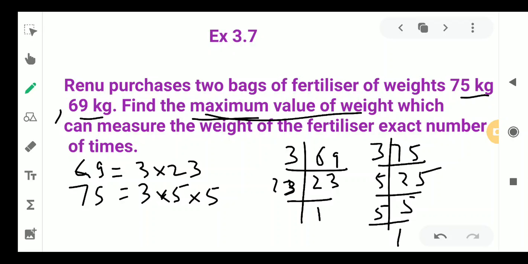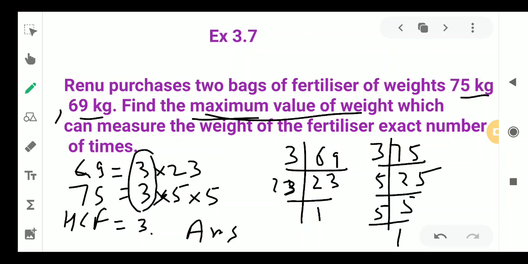Now for finding the HCF, we know we have to take the common factor. So we are underlining the common factor. So HCF is 3. So the answer will be 3 kg. So this will be our answer, 3 kg. So this way we can solve this question.